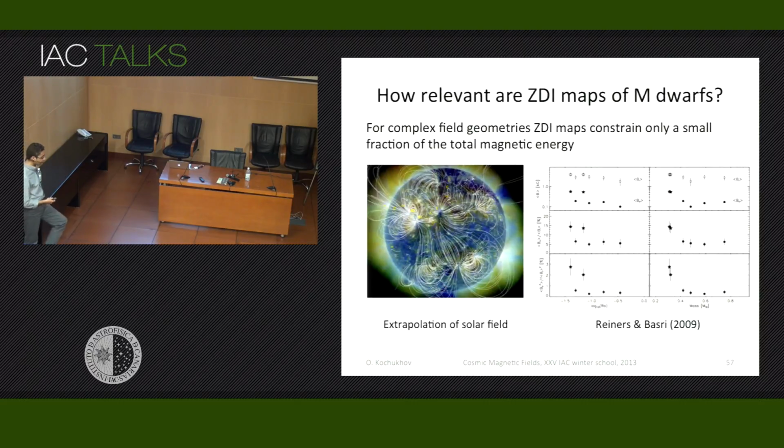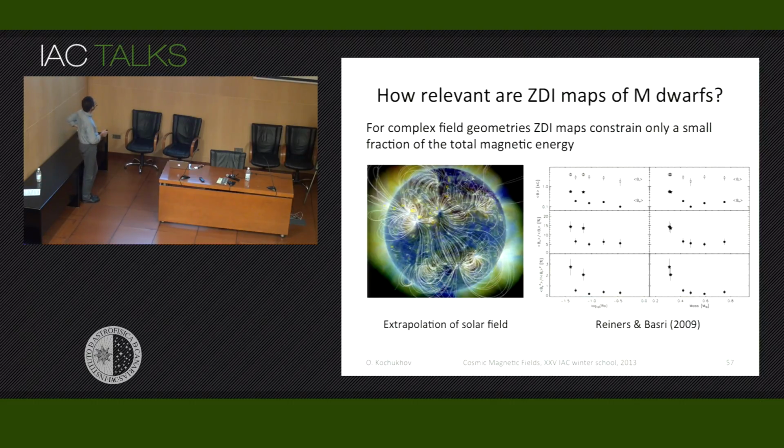There is ongoing debate on this discrepancy between Stokes V and Stokes I results. So one suggestion, so this is a comparison of the average field derived from Stokes I and Stokes V. I think here the Stokes V magnetic energy is divided by the Stokes I energy, and this is expressed in percent. So Stokes V sees a few percent of the total magnetic energy.